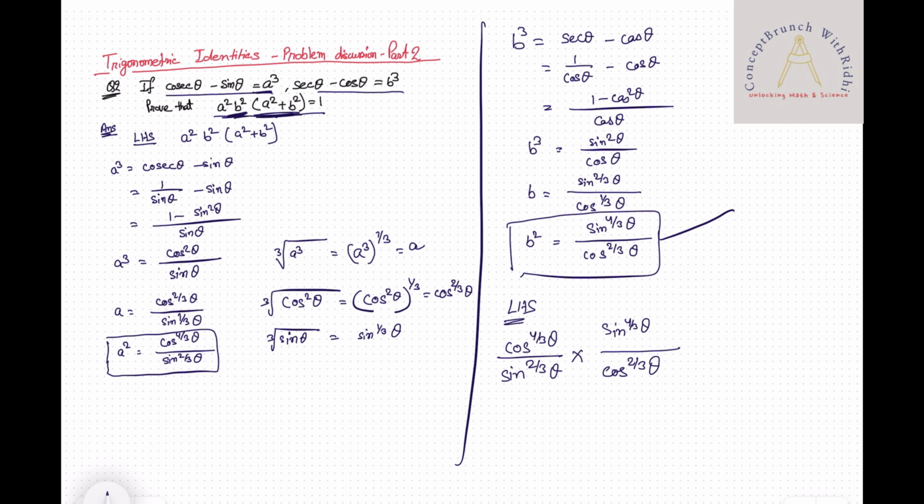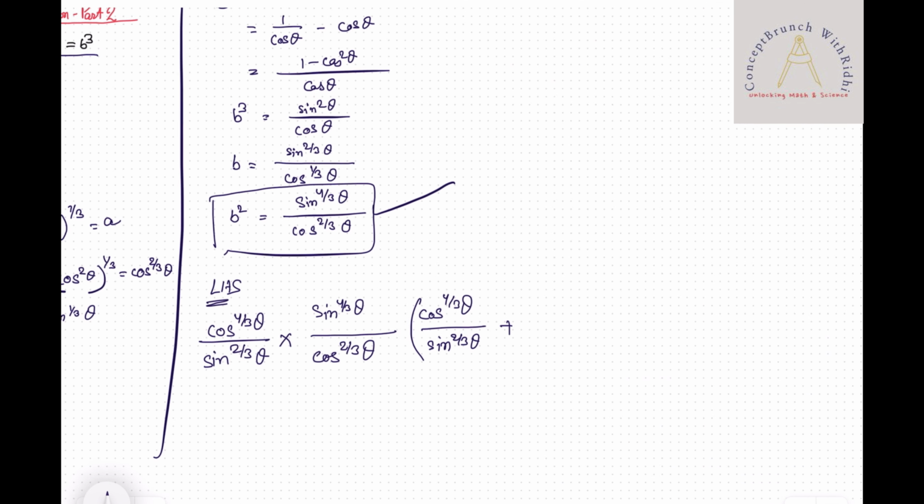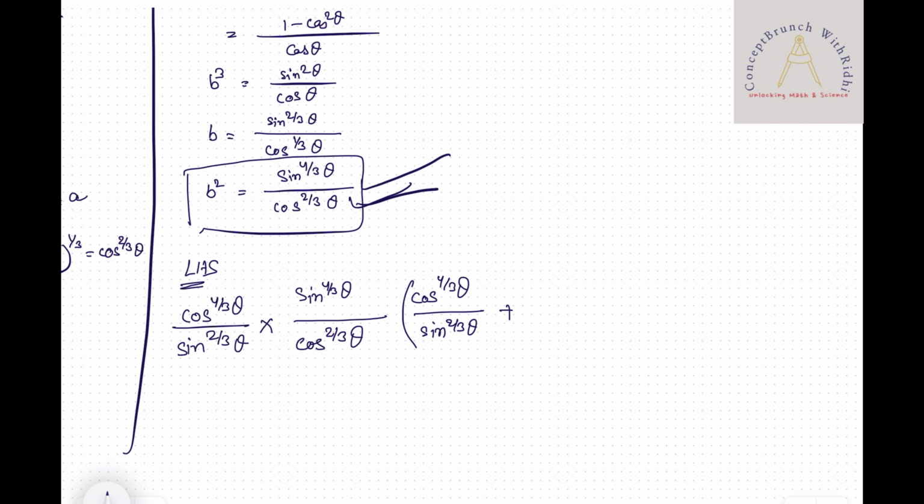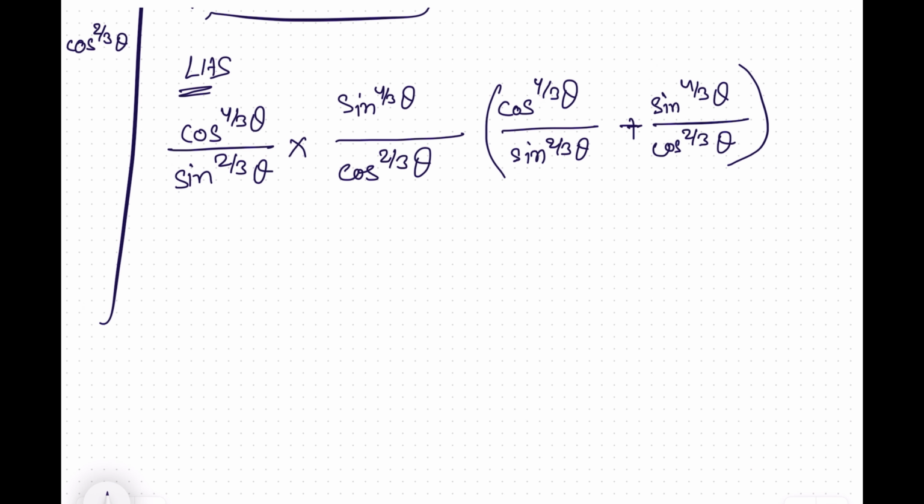Next part is what? A square plus b square. Again, put this value a square. So it will be cos 4 by 3 theta divided by sine 2 by 3 theta plus, what is the b square value? This one again. So it will be sine to the power 4 by 3 theta divided by cos 2 by 3 theta. Correct? Let's solve it now.